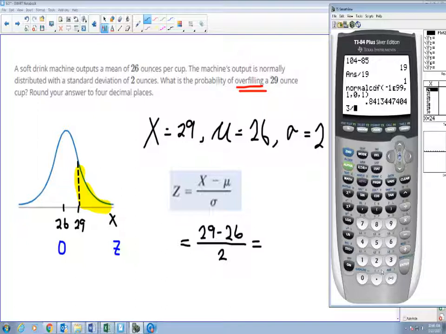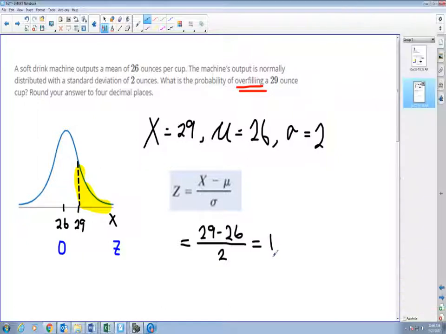So this is going to be 3 divided by 2, right? Which is 1.5. So that tells me that the 29 has become 1.5, 1.5 places to the right of the mean in terms of standard deviation. Alright, so since I'm looking for area to the right, my lower bound has to be 1.5. Keep on going to the right to infinity, so my infinity will be 1E99.